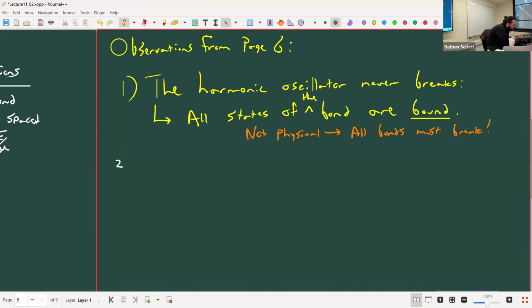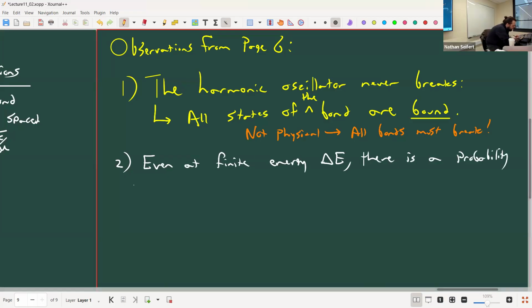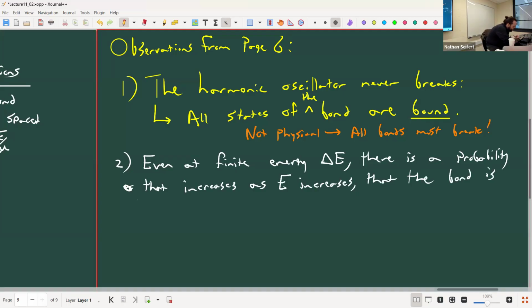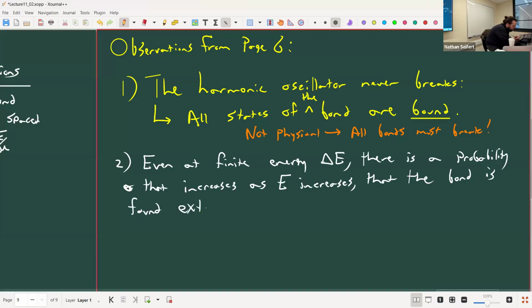But we do have a little hint that even at finite energy, delta E, there is a probability, and it actually increases as V increases, that the bond is found extended far past its classical turning points or its classical limits.